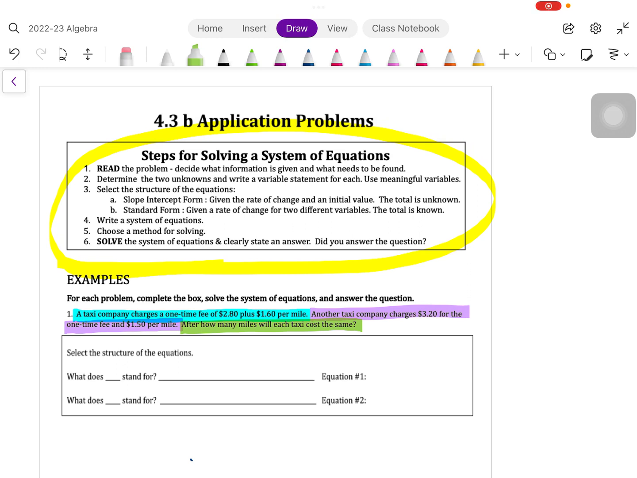Okay, so again, here's my clue as to what I'm looking for. After how many miles and when will the cost be the same? So when I set up my variable statement, those are the two things I'm looking for. I'm looking for the number of miles, which I might write as M. So again, choosing a meaningful variable, number of miles. And I'm looking for the total cost. So I'm going to let C represent the total cost.